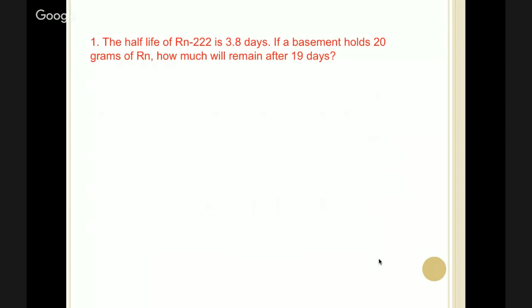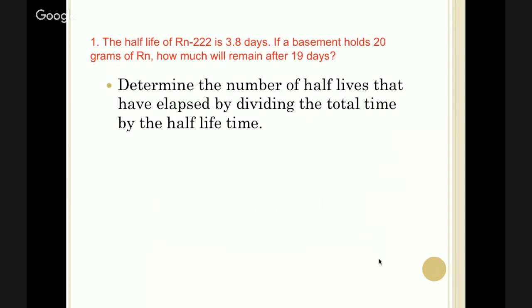So the type of examples you might see: the half-life of radon-222 is 3.8 days. If a basement holds 20 grams of radon, how much will remain after 19 days? So what we would do is divide the times, to figure out how many half-lives you have. 19 divided by 3.8 is 5 half-lives. You can only divide times, you don't half the times. You divide times, you half the amounts.